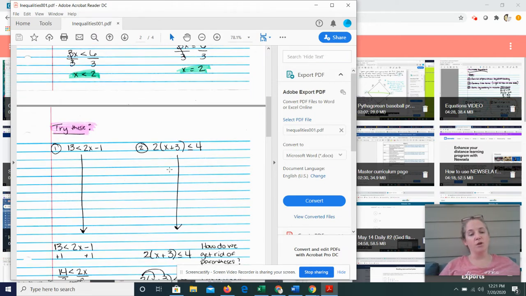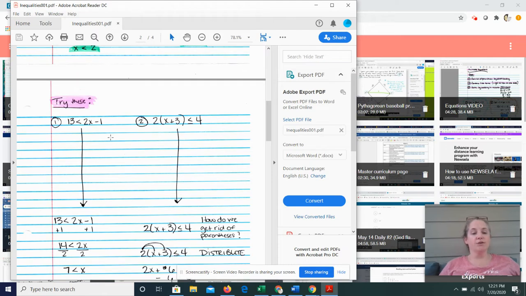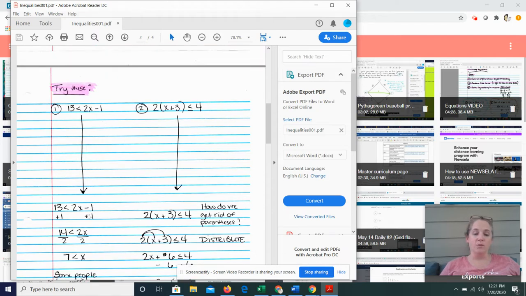Okay, hopefully y'all worked on those. On this first one, you have multiplication and subtraction. So you undo that subtraction first by adding 1 to both sides. 13 plus 1 is 14. Those cancel and it just leaves the 2x. To get rid of the 2 coefficient on the x, you divide both sides by 2. That leaves x over here, and 14 divided by 2 is 7 over here.